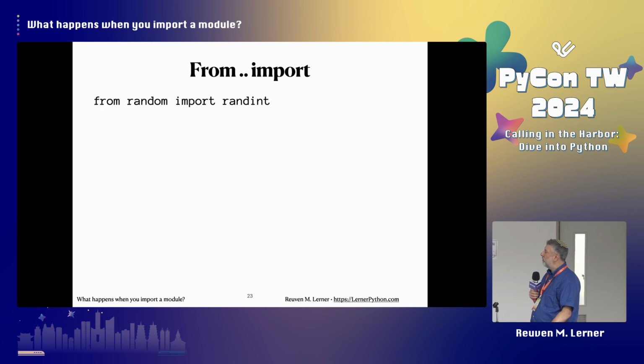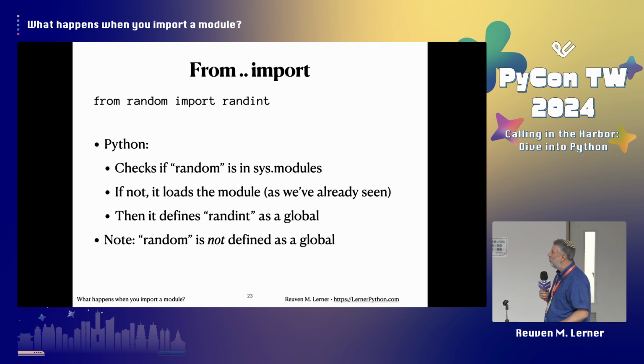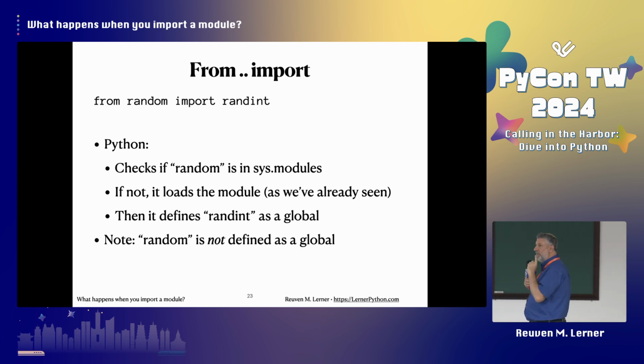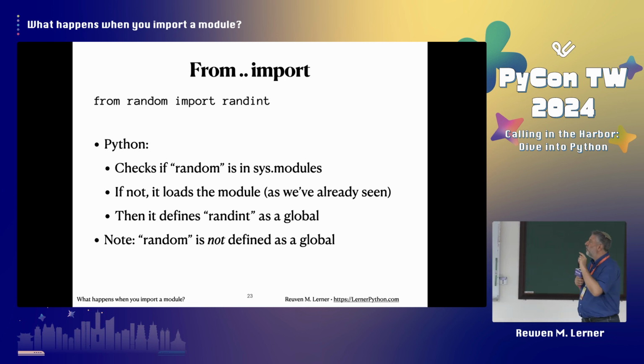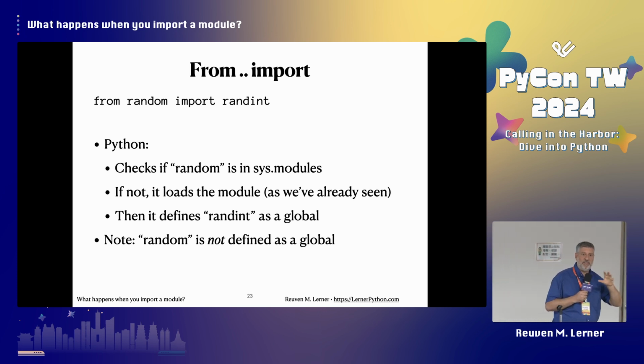So we can do it like this: from random import randint. Once again, it checks if random is in sys.modules. If not, it loads it, and then it defines randint. By the way, random is not defined in this case. People are also surprised by this. The random module is loaded, but the random variable is not defined. These are two different things that we have to separate.